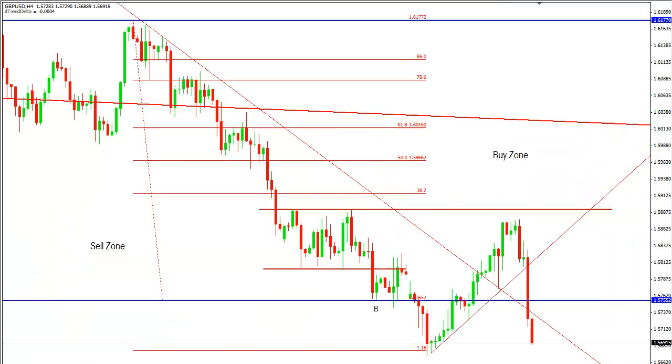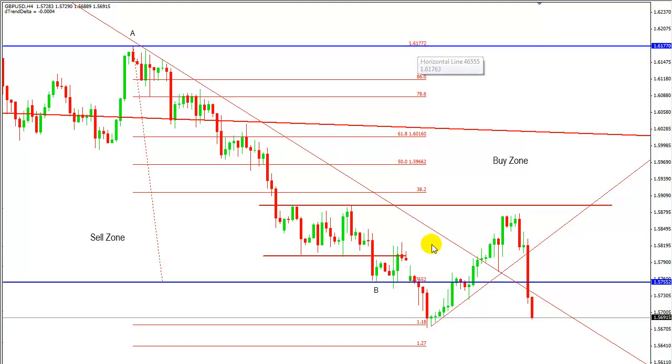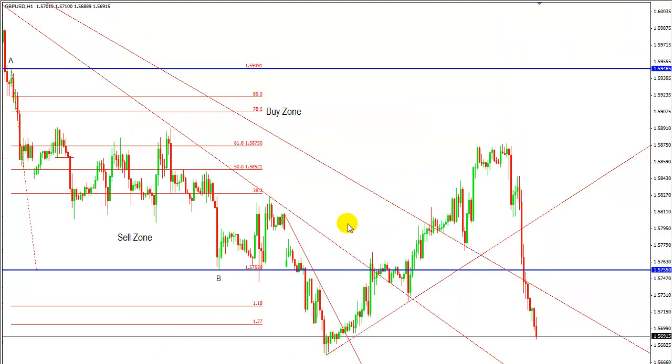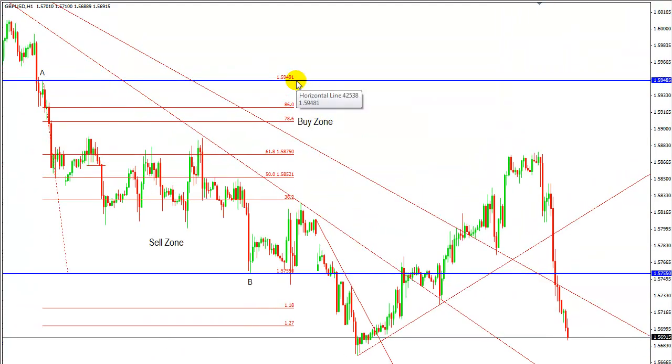I'm going to just move very quickly to the 4 hour, give you the swing. The A is at 1.6177 and the B is at 1.5755. And I'm going to go to the 1 hour and give you the swing there. The A is at 1.5949 and the B is at 1.5755. So, like we say, back to the daily.